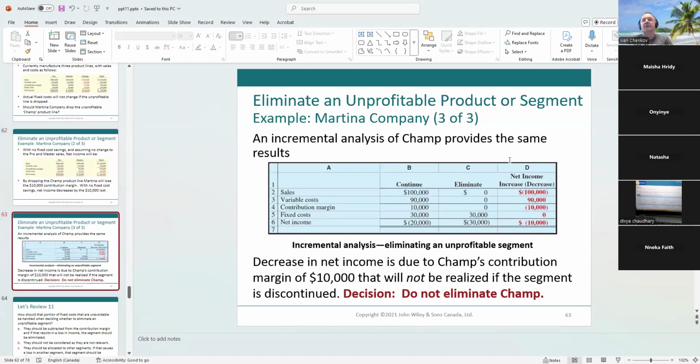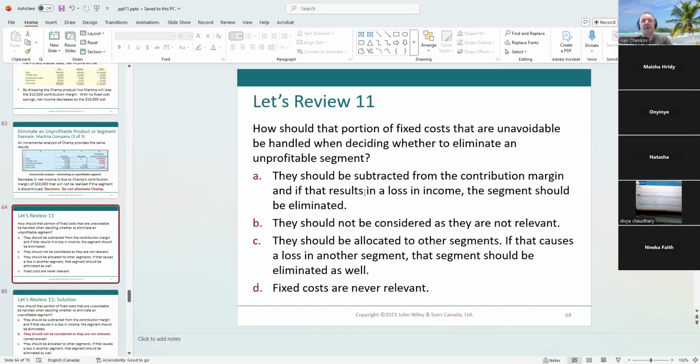So that will be another explanation in terms of a wily kind of way to do it. If we continue, that's going to happen. If we discontinue, if we eliminate it, that's going to happen. So as you can see, we're losing contribution margin of 10,000, but we're not saving anything on the fixed cost. That means everything is lost. Means don't eliminate it. Tell me what you think here.